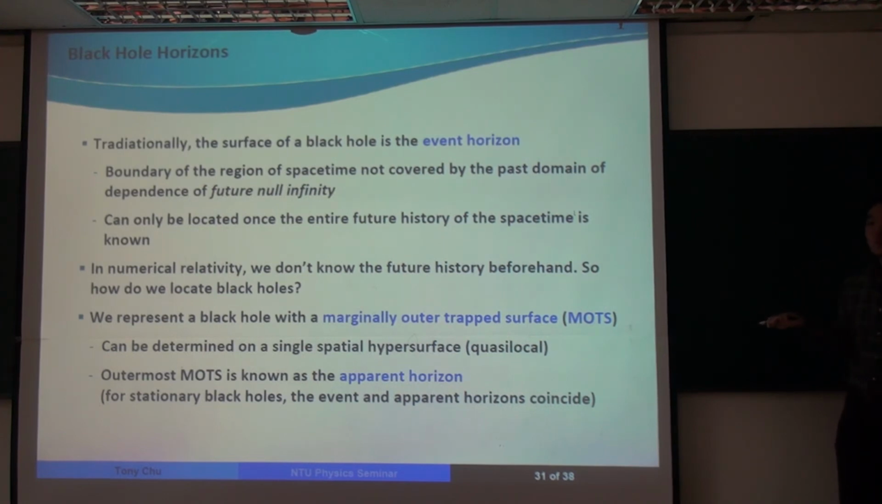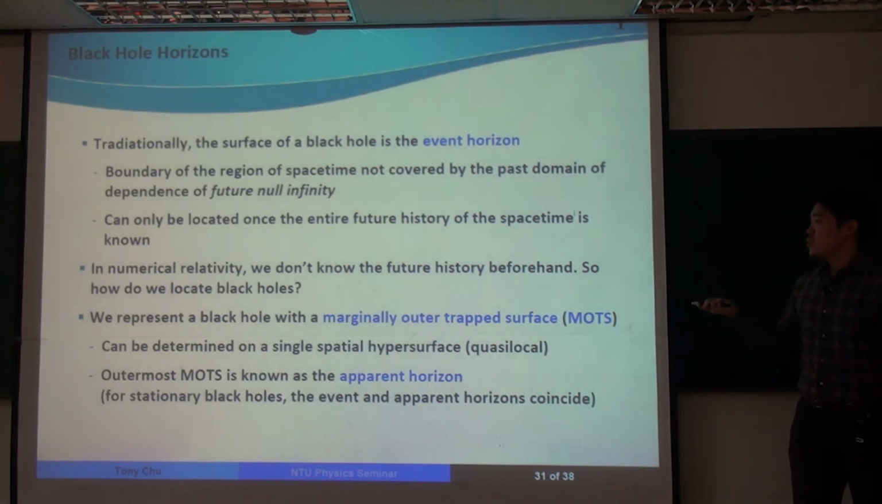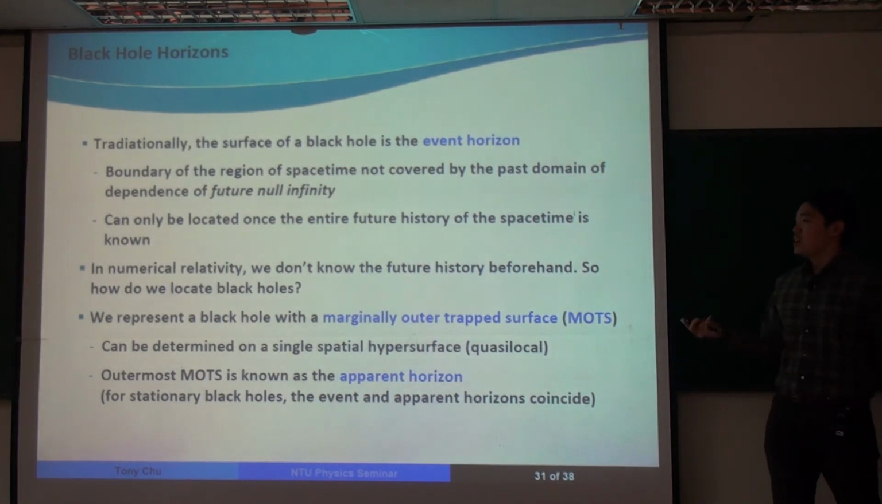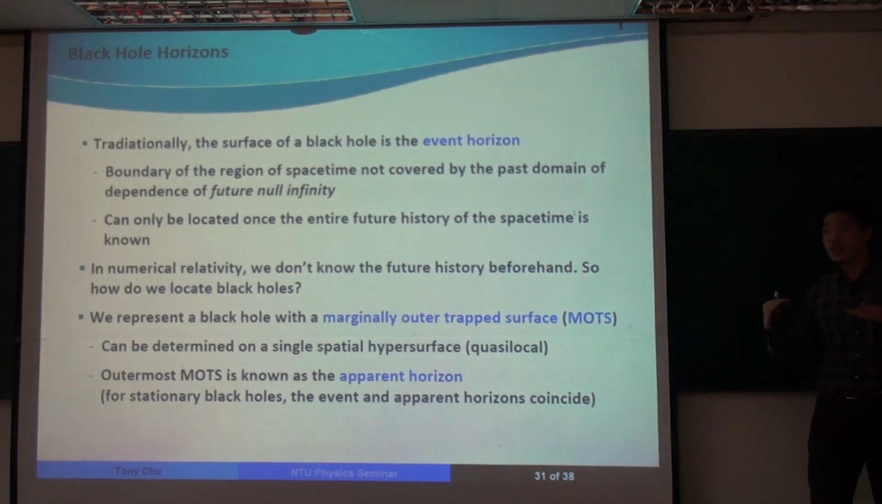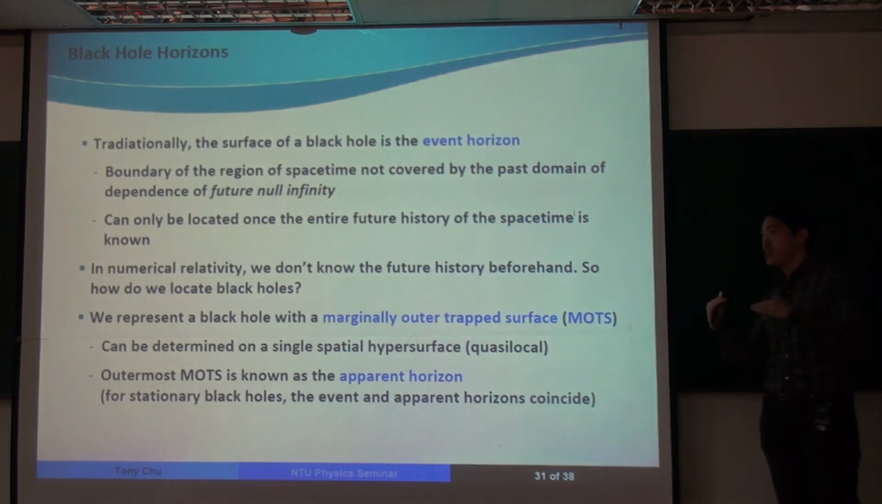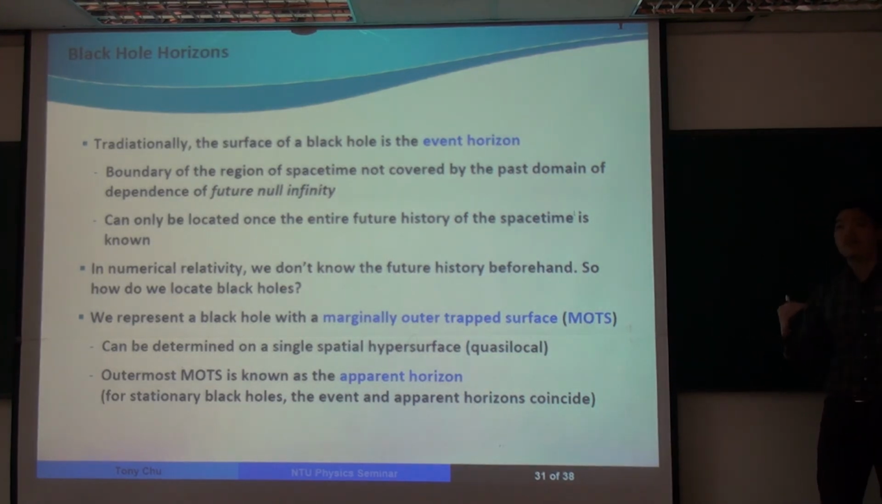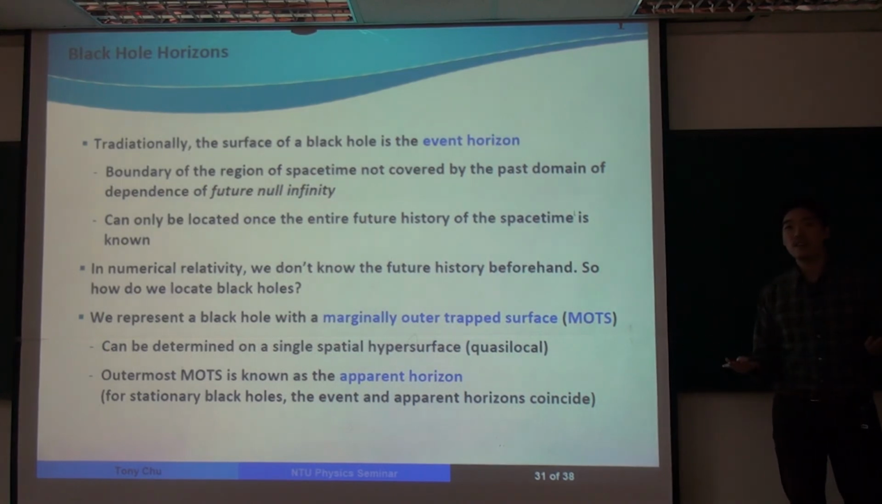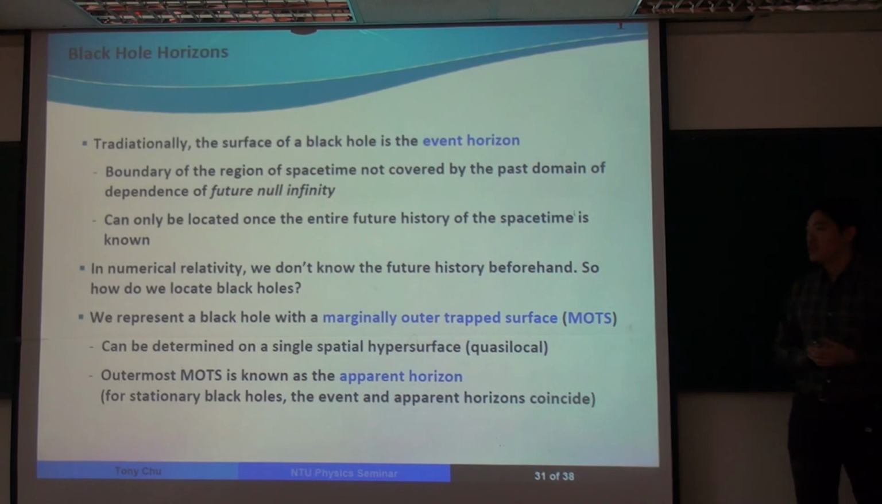And this is a problem for numerical relativity, because we don't know the future history beforehand. We solve for initial data, so we know what the spacetime looks like at one initial time. We don't know the entire future history, so we can't locate the event horizon. But we still need to represent the black hole somehow.